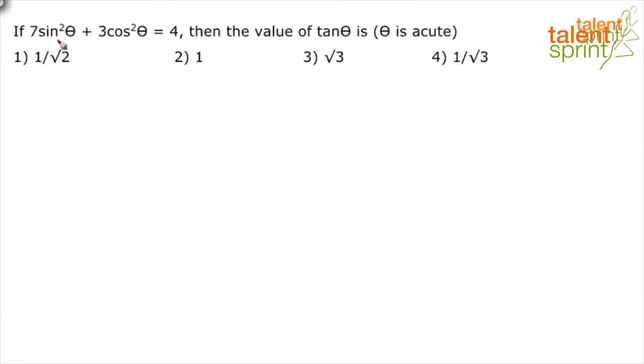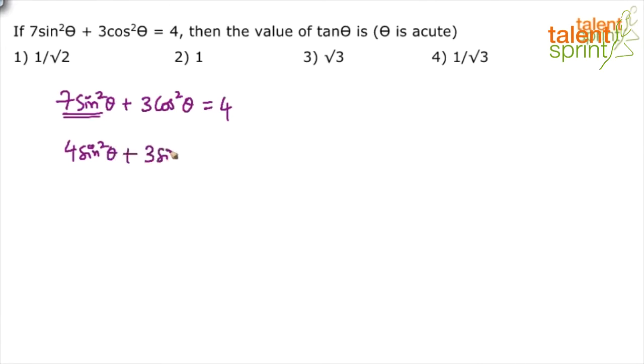So the given trigonometric equation here says 7 sine squared theta plus 3 cos squared theta equals to 4, right? We are required to find the value of tan theta. Now look at this, 7 sine squared theta plus 3 cos squared theta equals 4. Let us break the 7 sine squared theta into two parts, 4 sine squared theta and 3 sine squared theta. So 4 sine squared theta plus 3 sine squared theta. You can do this mentally, right? You don't have to put it on paper. Plus 3 cos squared theta equals 4.